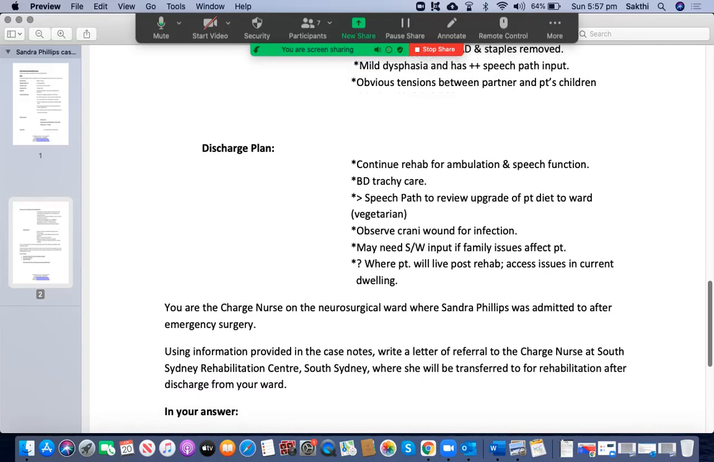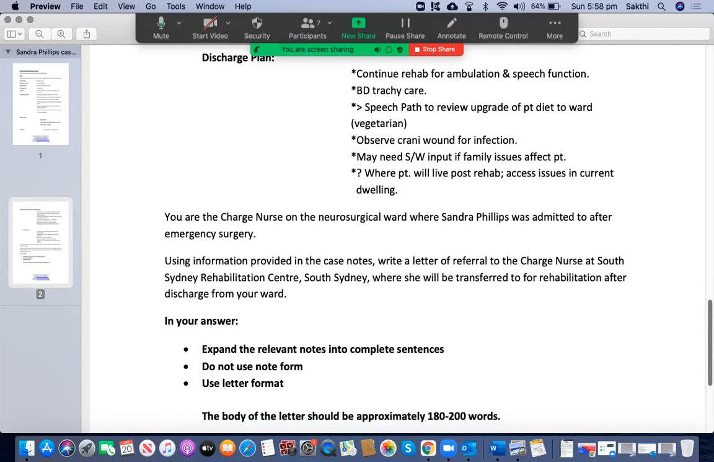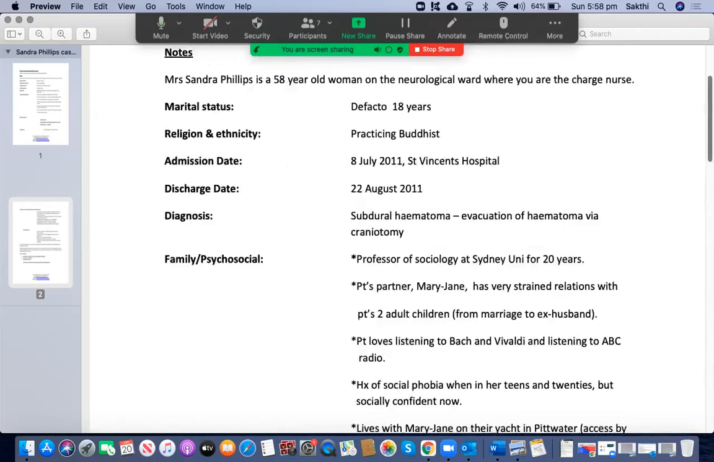Access issues in current dwelling. Where patient will live post rehabilitation. Access issues to current dwelling. Yeah, so there's a problem here. Did you mention this one or not? Access issues in current dwelling. You could have included this information. So one of the important case notes is missing, but apart from that, it's all right.